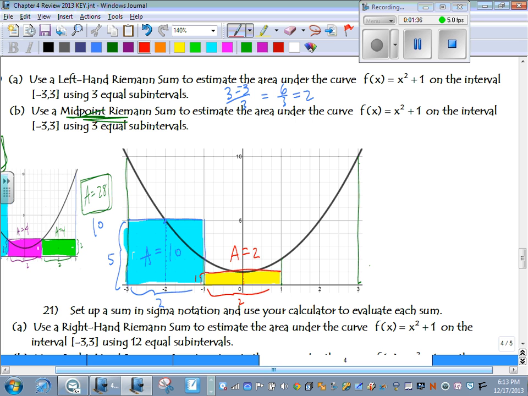And then our last rectangle, from 1 to 3, the midpoint is 2. So we're going to put 2 into this function, and we get 5 out again. That's going to be the height of our rectangle. So again, we have a height of 5, base of 2, which gives us an area of 10. So if we add these 3 areas up, we get an area of 22.